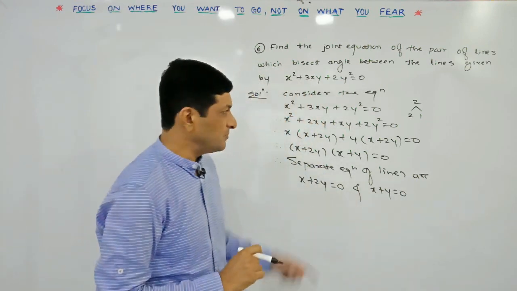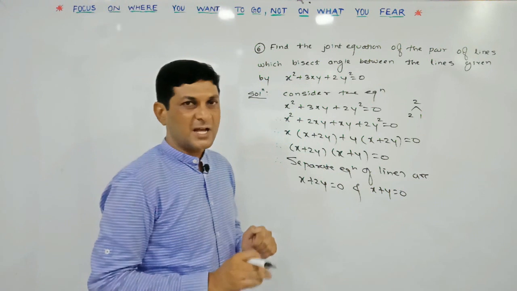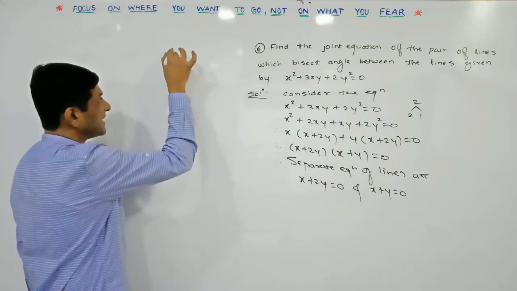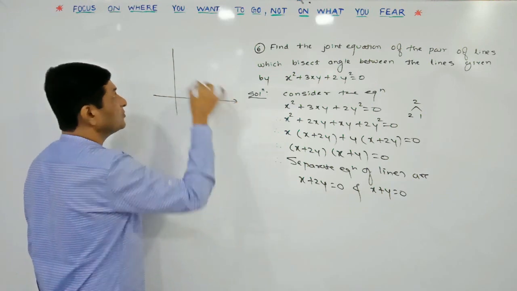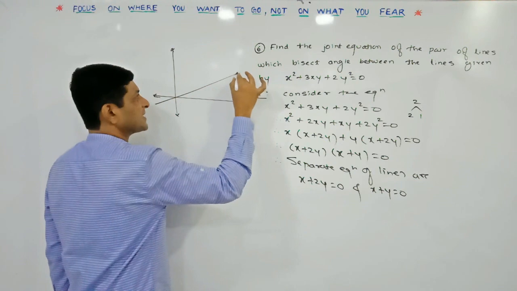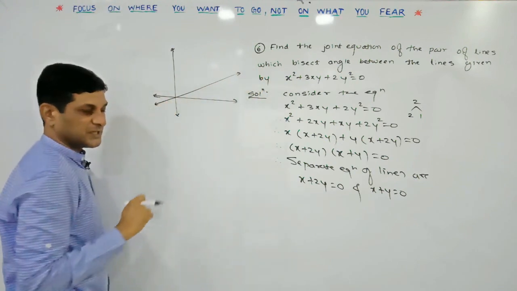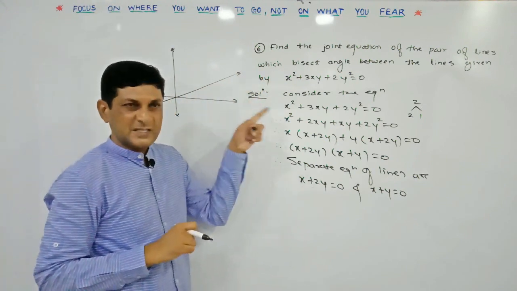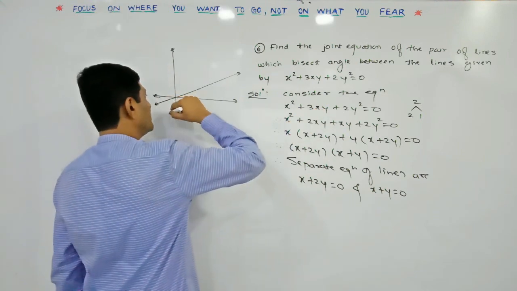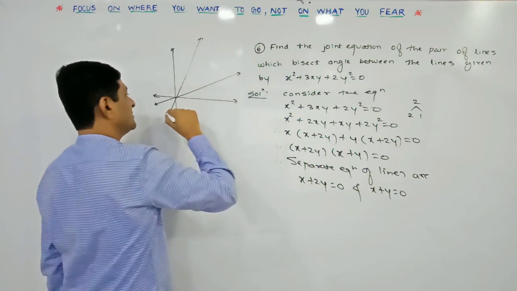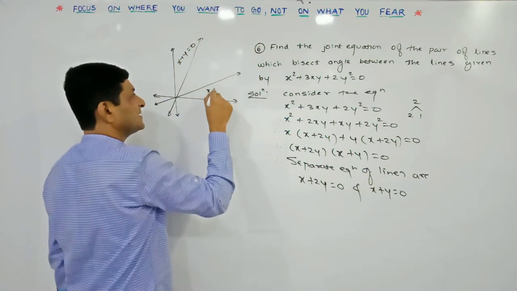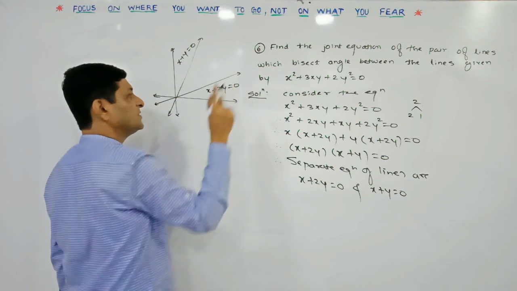Now both the lines represented by this homogeneous equation are known to us. Let this be the first line, which passes through the origin, represented by x plus 2y is equal to 0. The second line also passes through the origin. This will be the second line, x plus y is equal to 0.